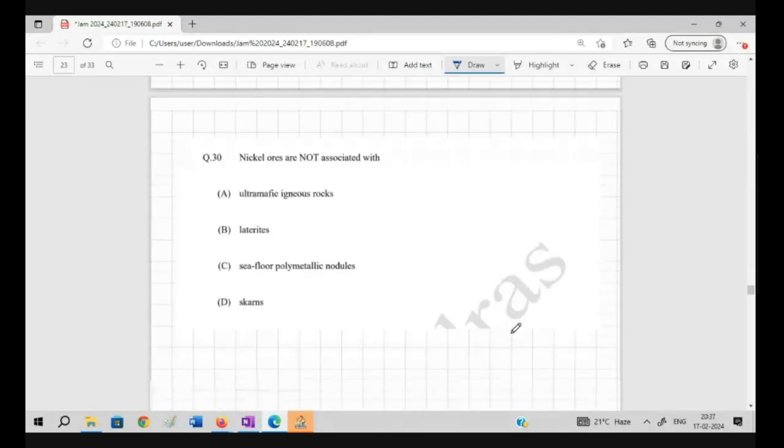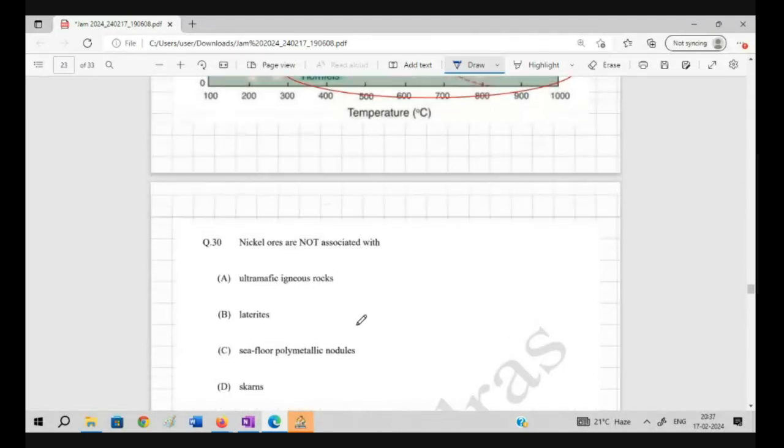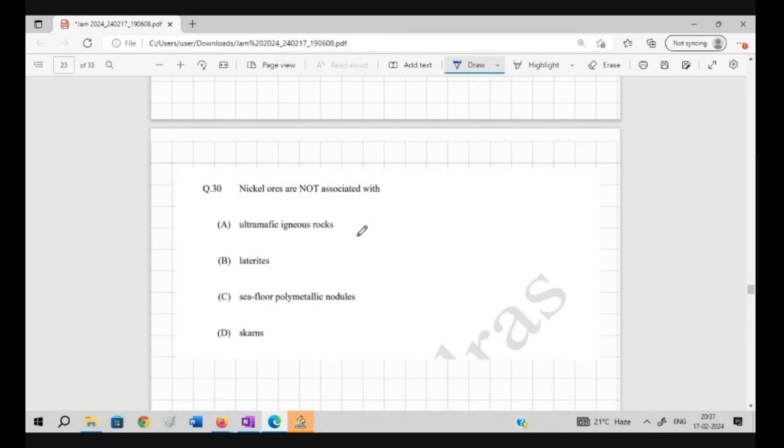Now, next one, the nickel ores. The nickel ores are not associated with which of the following conditions? Means they are asking directly, the nickel ores are not formed in which of the following?